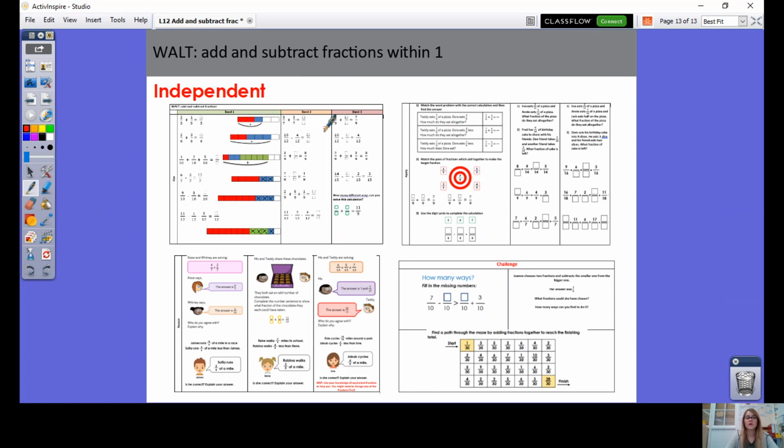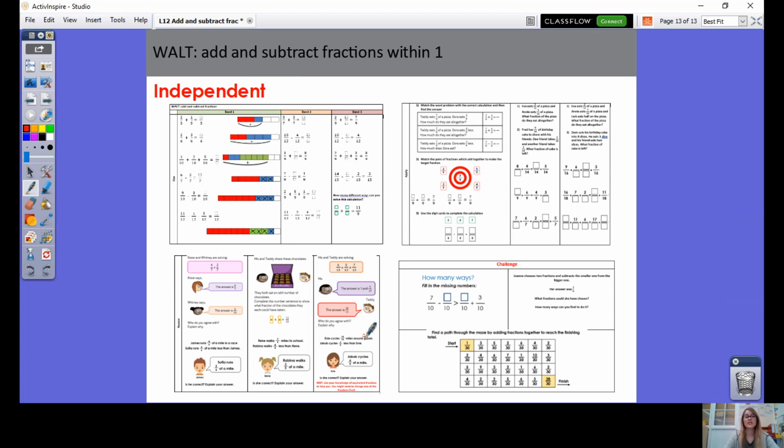For band 2, you've got some addition and subtraction at the beginning, and then you've got some missing number problems as well. So again, go back to that if you need to have a look at that on the video. And similarly for band 3, you have some more missing number problems there as well. And then you can move on to your reply questions with some word problems and again some missing number problems and your reasoning at the end.